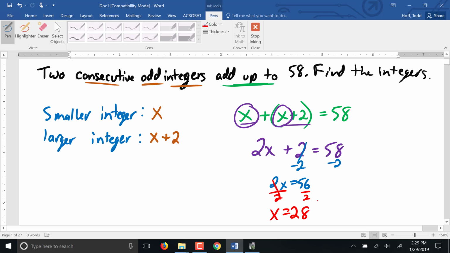Well, that didn't work out well at all. That didn't come out to be odd integers. I should have said even integers. I miswrote that. 2 consecutive even integers add up to be 58.